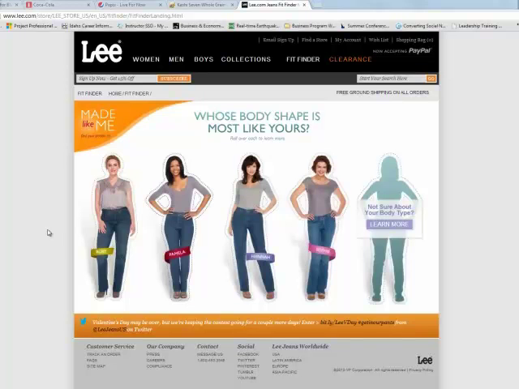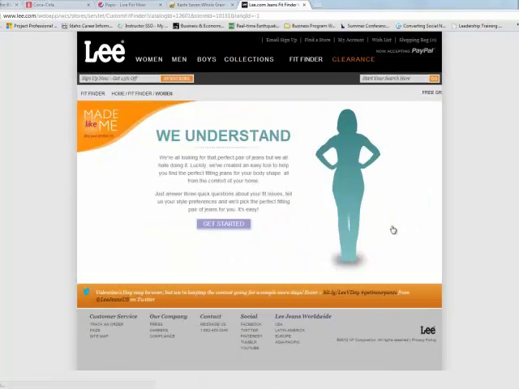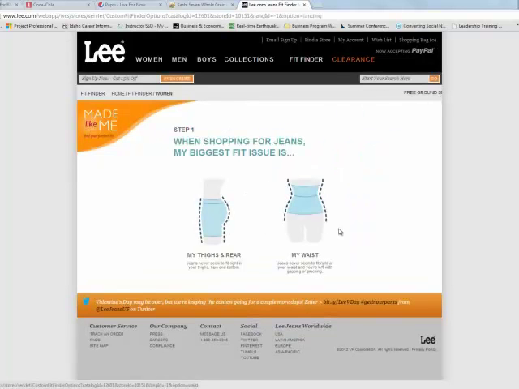They also give you a way to interact more specifically. So when you click on body type, you're able to interact, answer questions, and walk through different scenarios, in this case thighs and waist, and determine what's going to work best for you. So you're staying on their site longer, and the longer you stay on their site, the more likely it is that you're interested in their product.